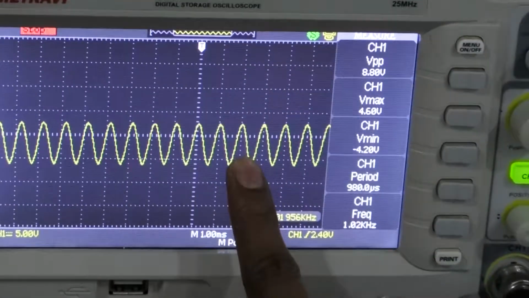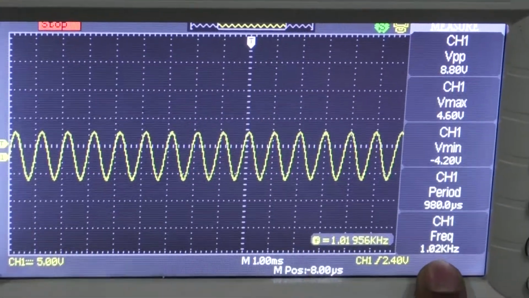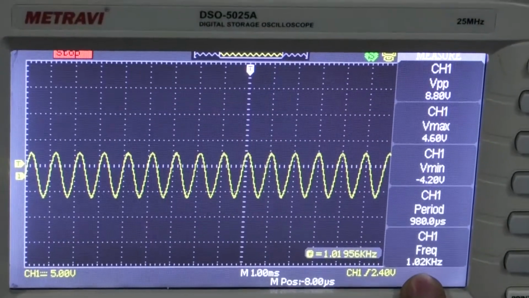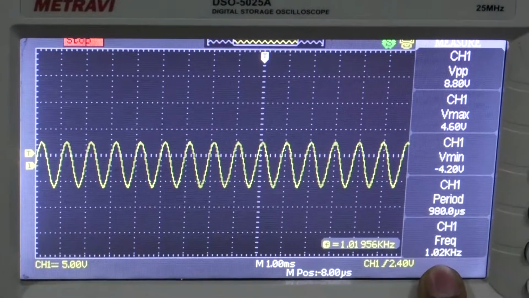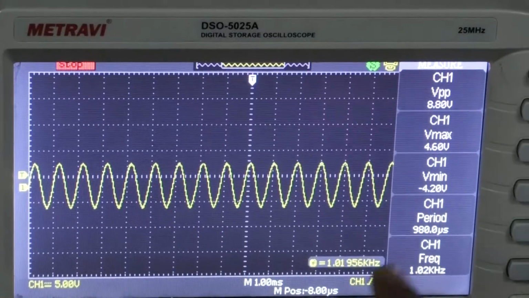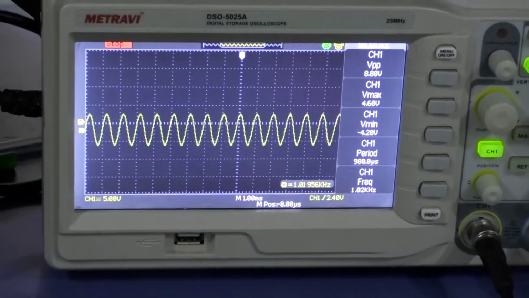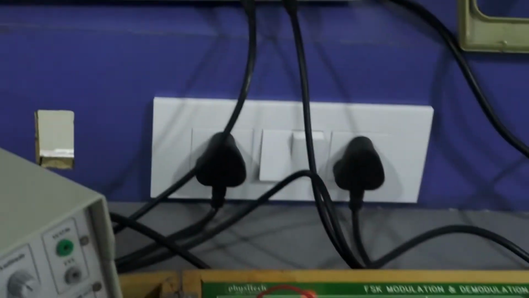See the value of the carrier. This is a low frequency carrier, approximately 1 kHz. Previously, carrier 1 is 5 kHz, and this is the low frequency carrier signal, that is 1 kHz. Now I am going to apply this carrier to the input of the frequency shift keying modulator.